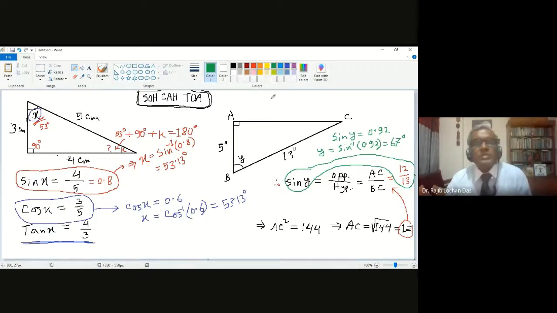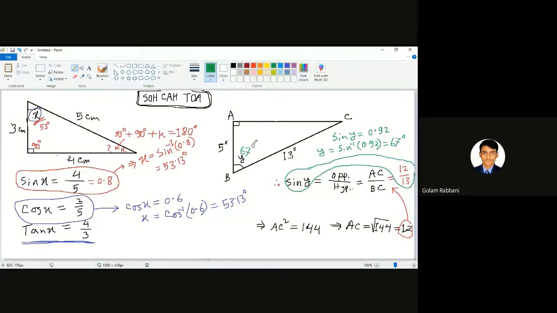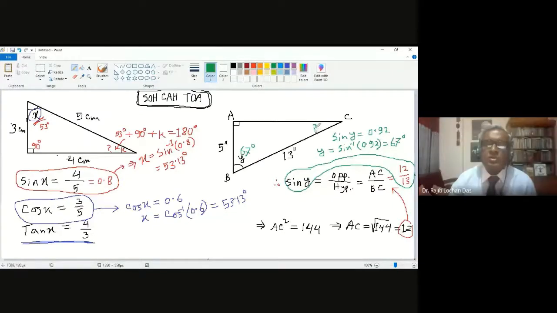Sometimes you may need to find out the third side. If you have this one as 67 degree, the other angle is 67 degree, so what will be the other angle? Sir, 23 degree. Yes, so this is also easy to find out because all three angles will be 180 degree.